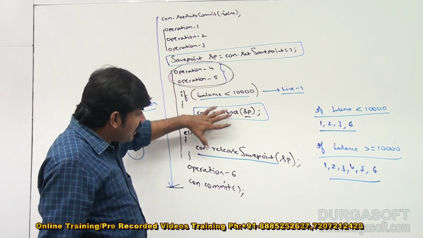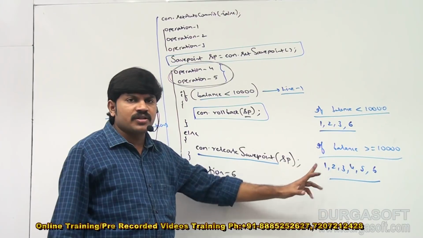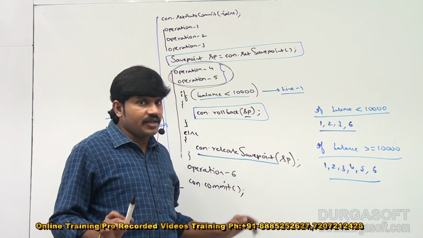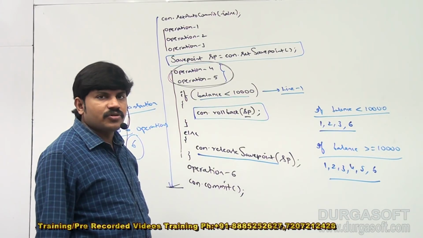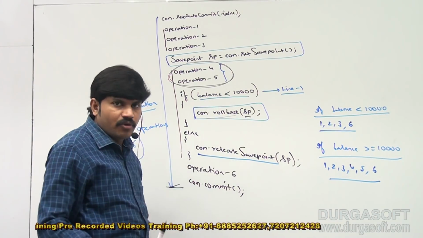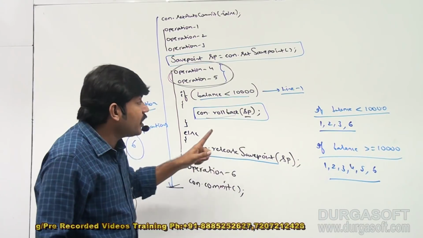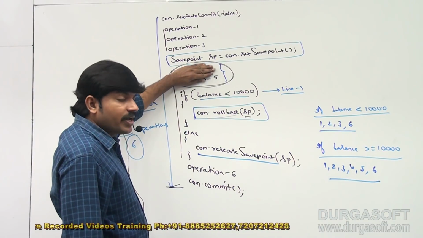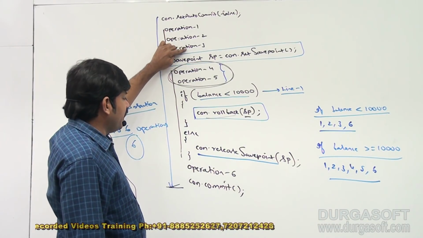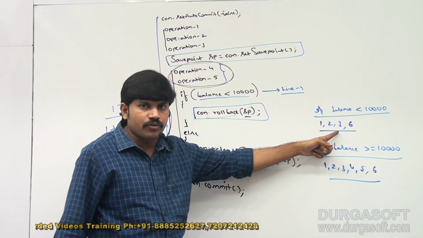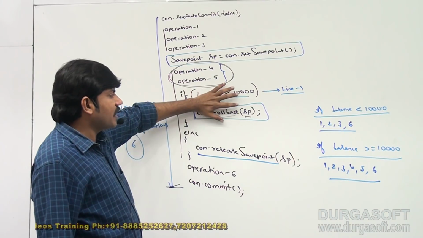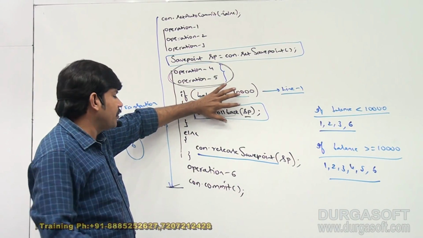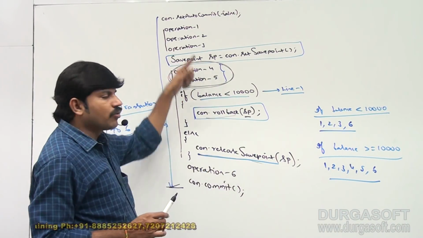Sir, if you analyze this one, then you can understand very easily, right? Are you getting? So here, if the balance is less than 10,000, rollback is going to be performed only for 4 and 5. Then 1, 2, 3, and then 6 is going to be executed. If the balance is greater than or equal to 10,000, then rollback is not going to happen. Just a release savepoint is going to happen.